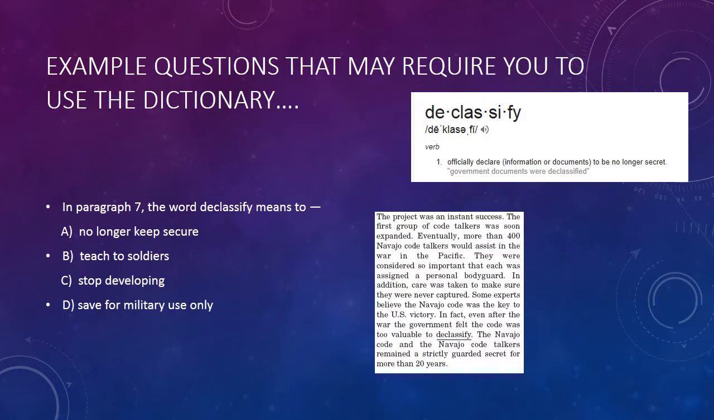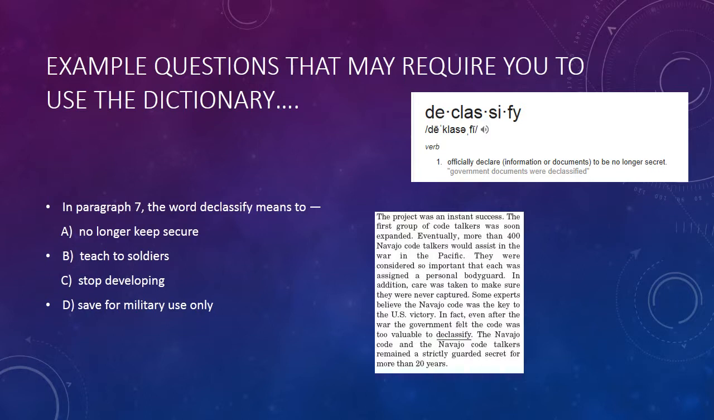So, example questions that may require you to use the dictionary. Here's one that may require you to get that dictionary out. It says, in paragraph 7, the word declassify means: A, no longer keep secure; B, teach soldiers; C, stop developing; D, save for military use. Now, the first thing I would want to do is go back to paragraph 7 and see how it was used in that paragraph to see if I would get any idea of what it might mean. So I'm going to read the paragraph that word's in, and I'm going to get some ideas.